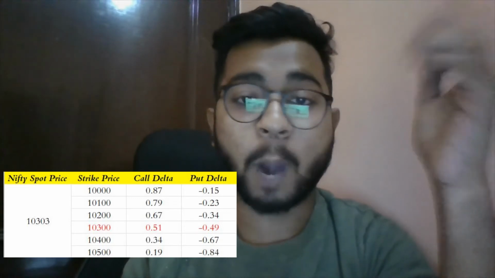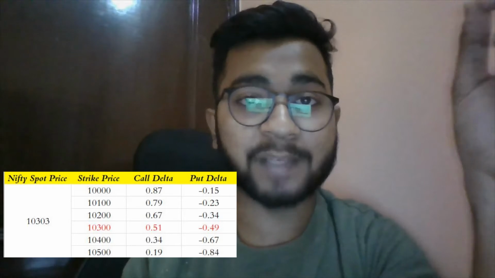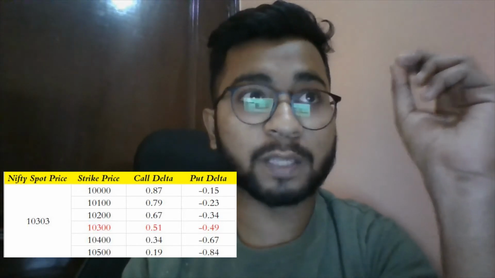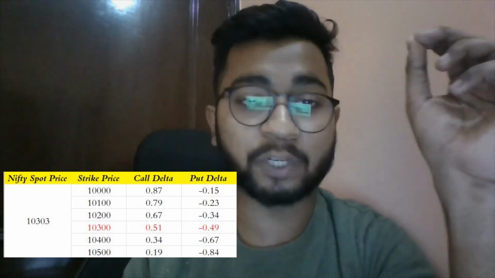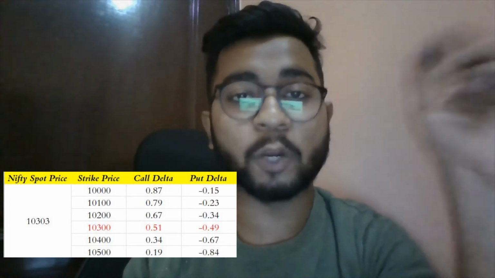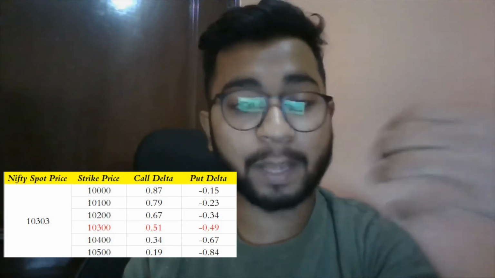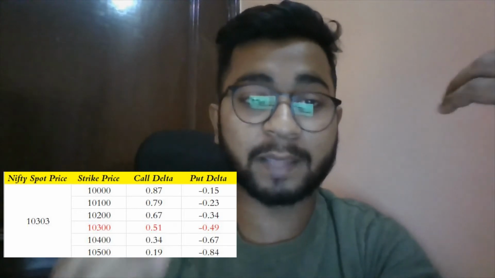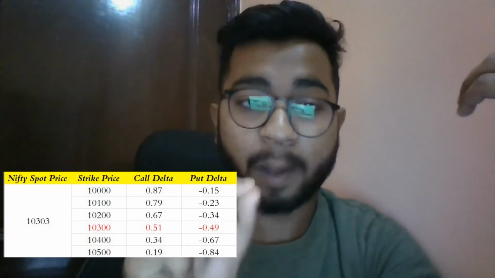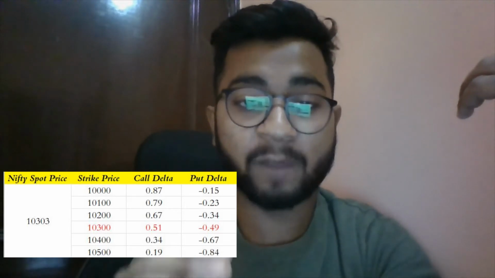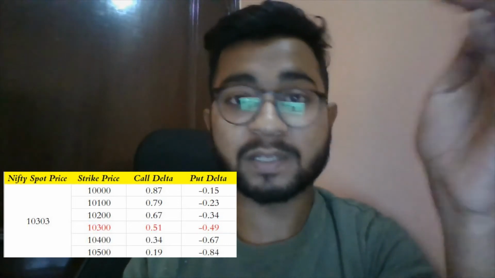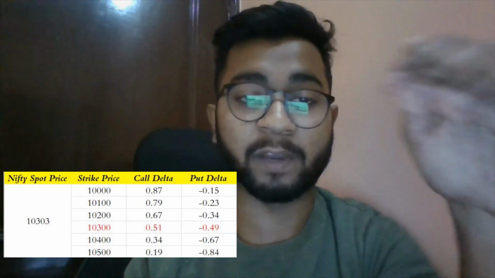If we talk about the at the money, in the money, and the out of the money options, if the strike price is 10,300, right? This is kind of an at the money option, and the call delta is 0.51, and the put delta is minus 0.49. What it essentially means is, when the option is at the money, the delta will always be 0.5, right? Since there is a difference of 3 in the spot price and the strike price, that is why there is 0.51 and minus 0.49. If the strike price was 10,303, both of these deltas would have been 0.5 and minus 0.5, right?